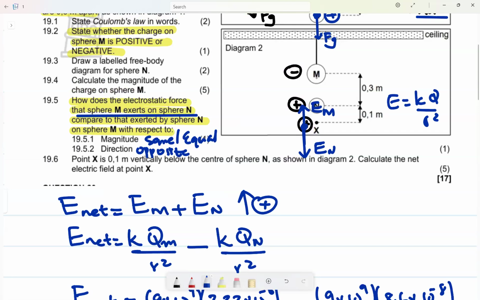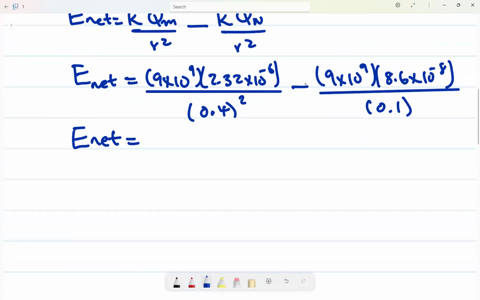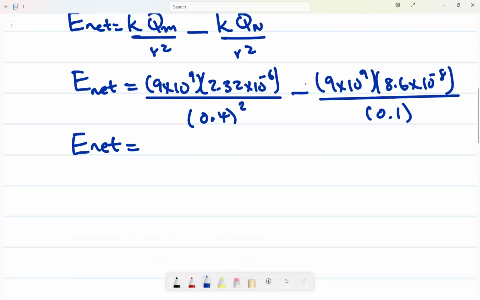Okay, so now if you draw it in terms of scale, it's going to be like that. Therefore, I'm expecting an answer that is negative. That is going to move downwards. So it means the net electric field that X experiences moves it downwards. So let's see if the answer that I expect is correct now.